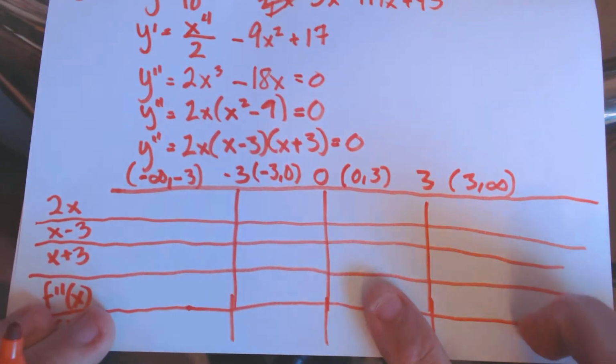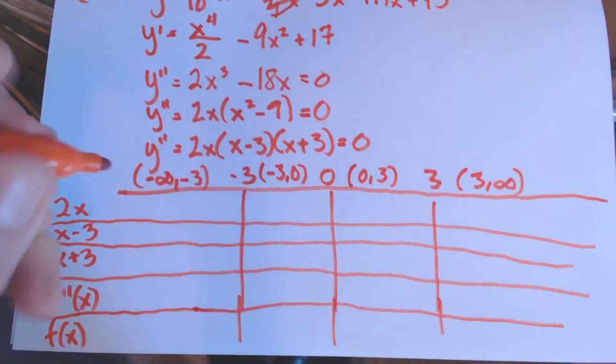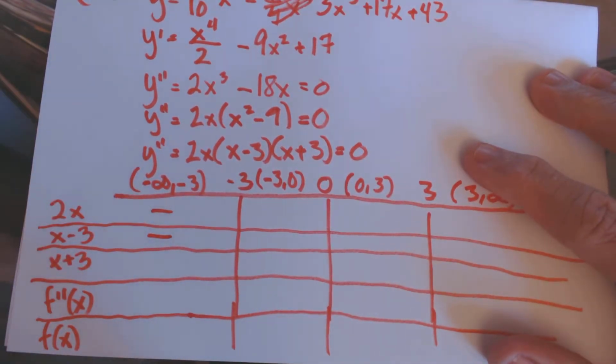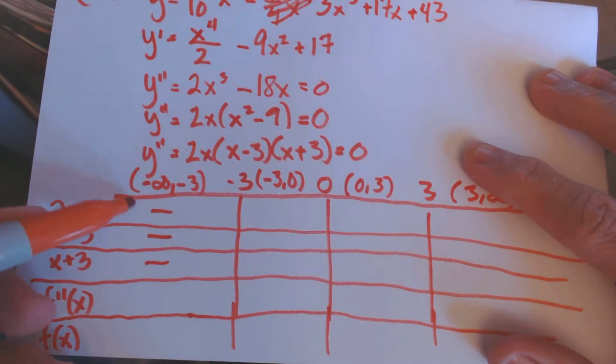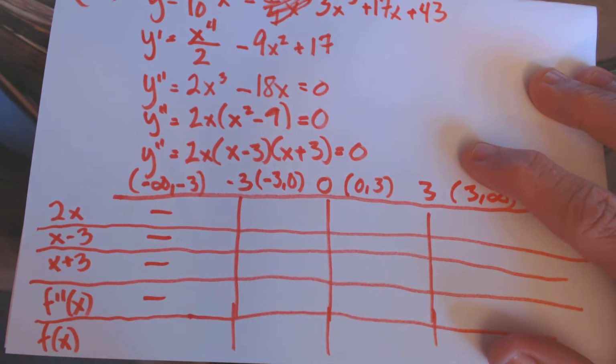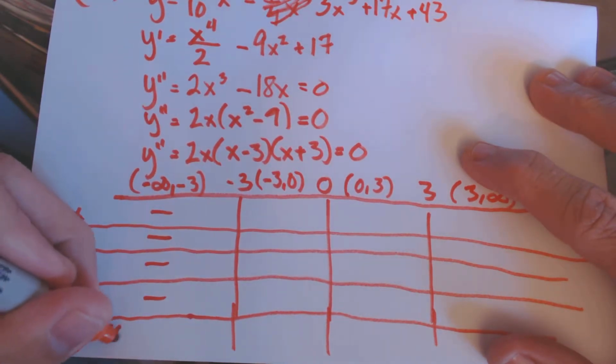Okay. So starting with the first interval, let's plug in negative 4. 2x times negative 4 is going to be negative. Negative 4 minus 3 is negative. Negative 4 plus 3 is negative. A negative times a negative times a negative is negative. That means that the second derivative is negative, implying that the function is concave down over the given interval.